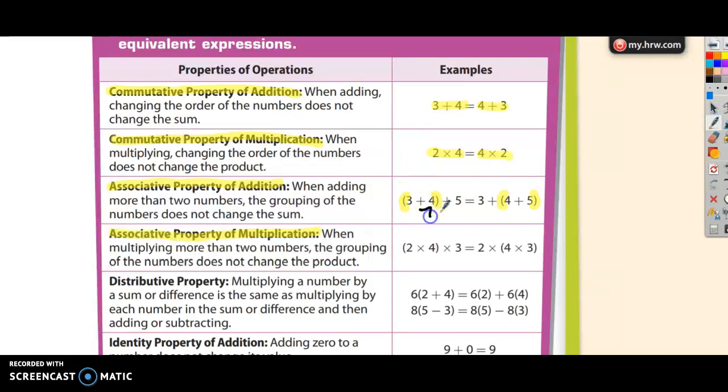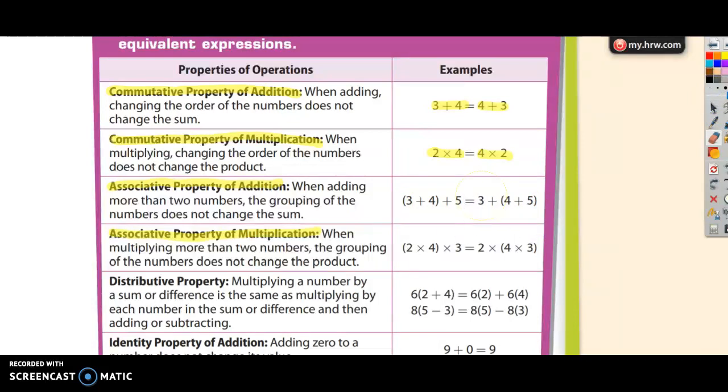3 plus 4 is 7. 7 plus 5 is 12. Over here, 4 plus 5 is 9. 9 plus 3 is 12. 7 plus 5 is equal to 3 plus 9. So changing the grouping symbols doesn't change the answer, they're still equivalent.